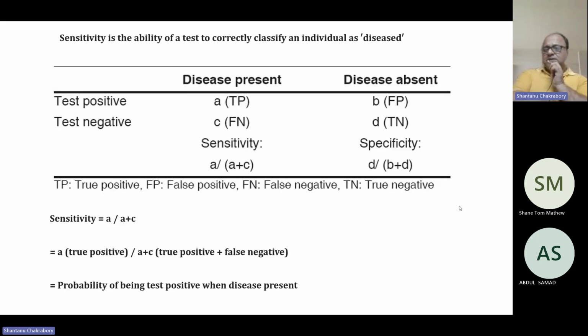a true negative. So the specificity is B plus D, that is false positive plus true negative, and sensitivity is A plus C, that is true positive plus false negative. So we calculate the sensitivity, that is A divided by A plus C, that is true positive divided by true positive plus false negative, and we calculate specificity, that is D divided by, that is true negative divided by false positive plus true negative.